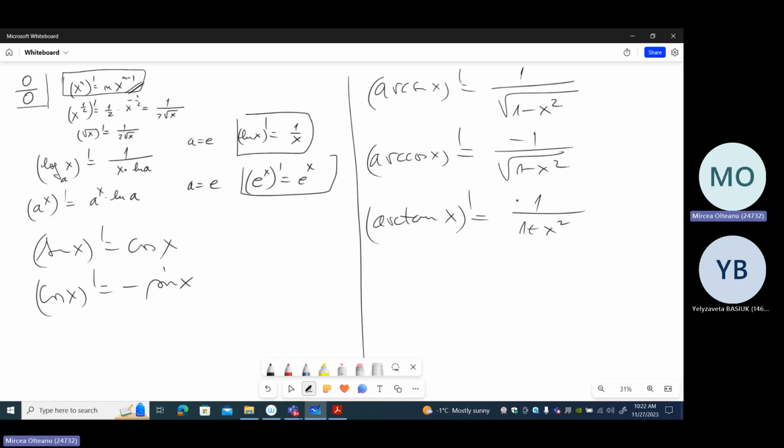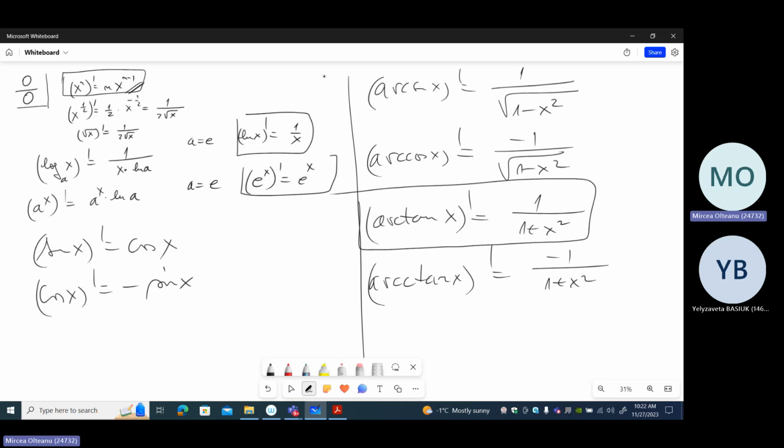If you remember, we used it when we found the power series of the arctangent. And the arc cotangent of x derivative is minus 1 over 1 plus x squared. This one, we already used it, I repeat, and this one also, when we found the power series of arcsine and of arctangent.